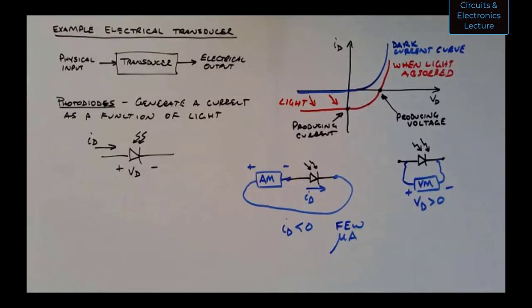So these diodes have the characteristic, again, just like an LED. In fact, I'm going to show you that you can use an LED as a photodiode. I'll show you that. But they have their active region, their depletion region, exposed through a window to light so that photons can hit that region and produce voltage and current.